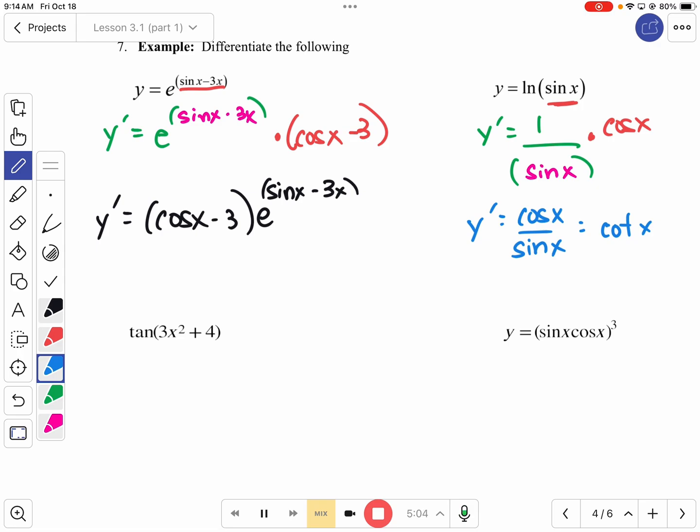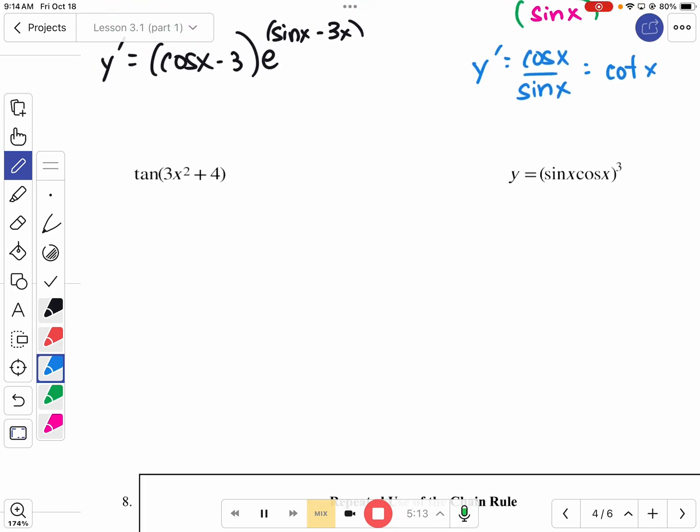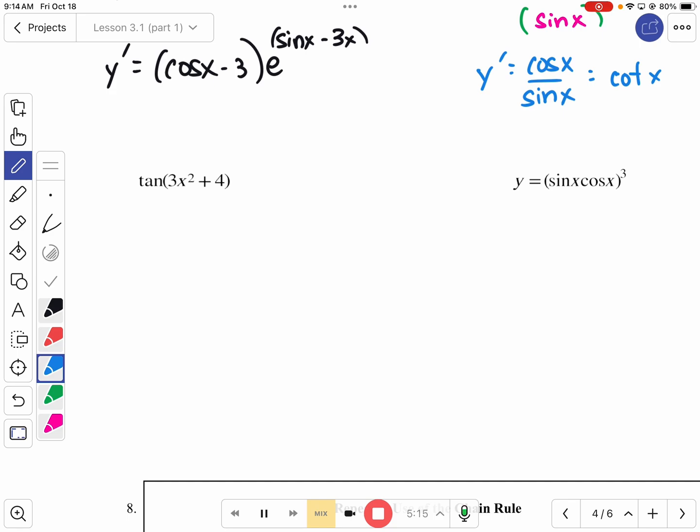All right. Let's do a couple more, just because they get more complicated. And we got to look for all the things we know. So let's look at this next one. Tangent of 3x squared plus 4. What's the outside function? Tangent. So what's the derivative of tangent?